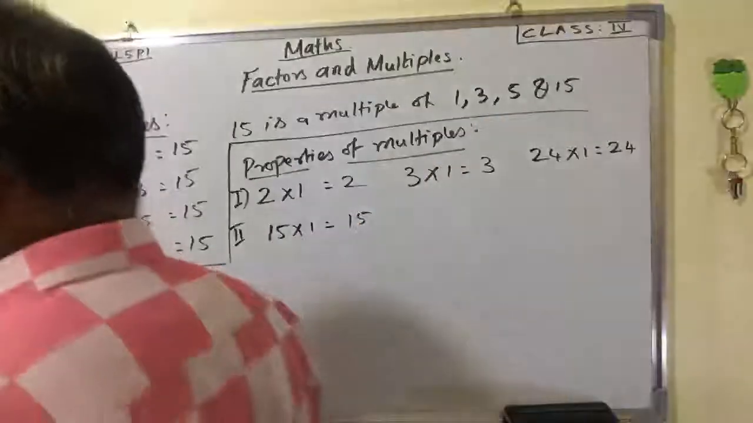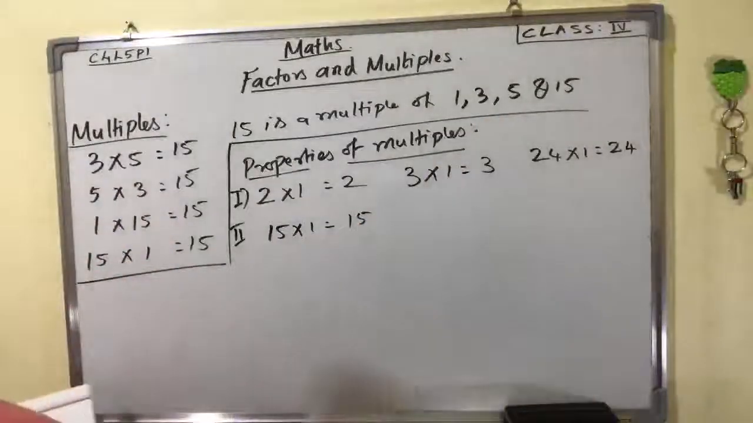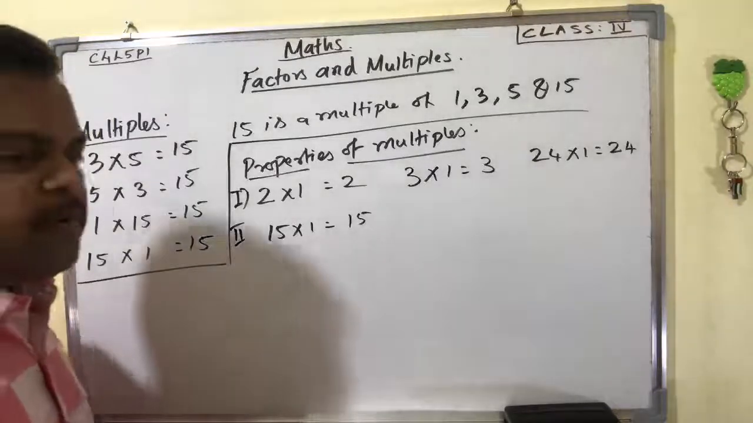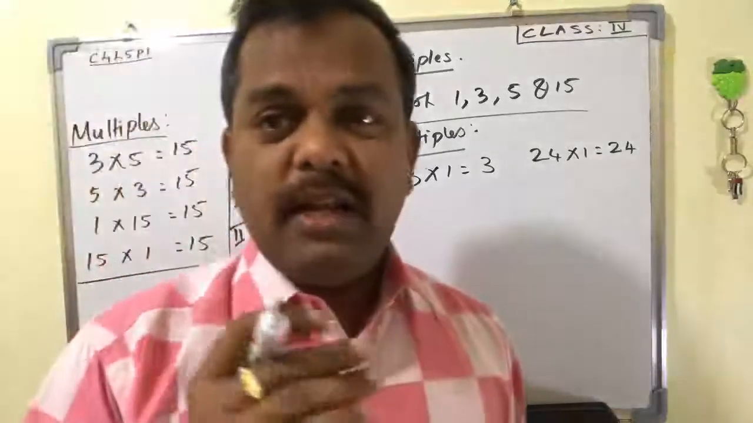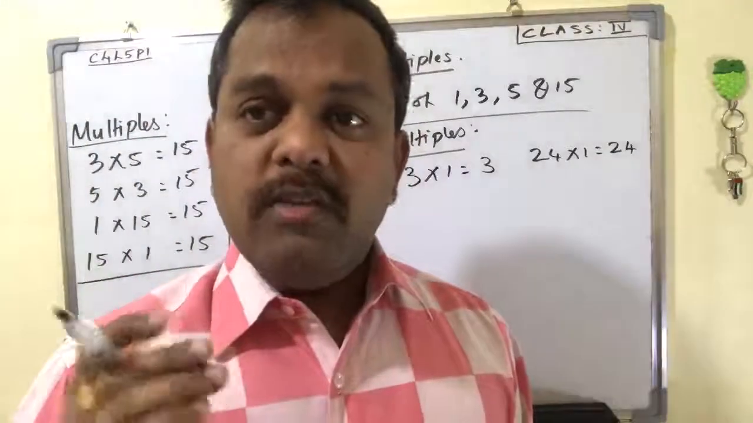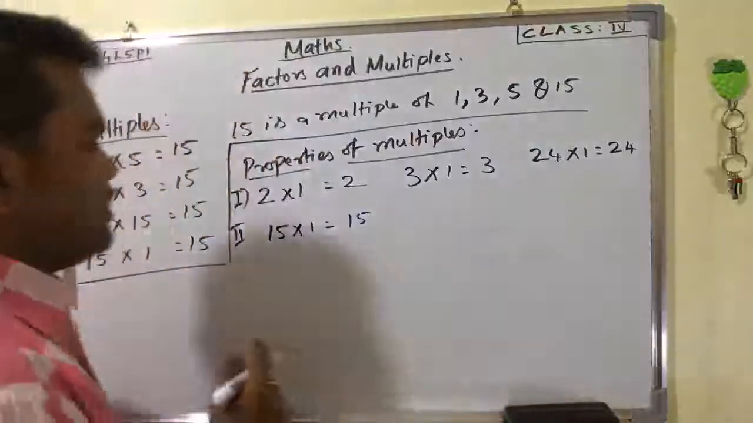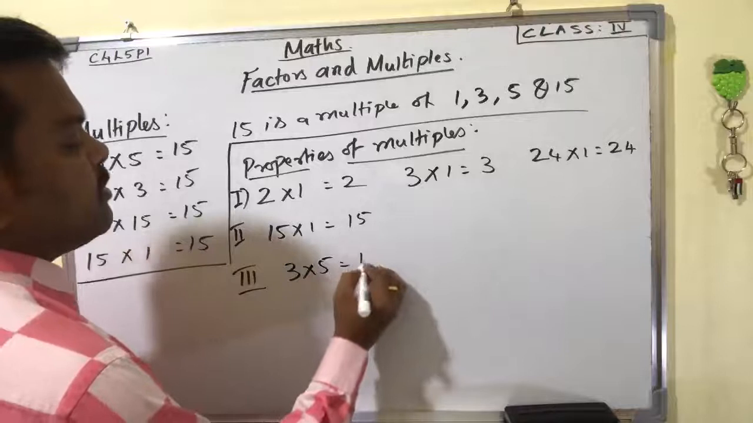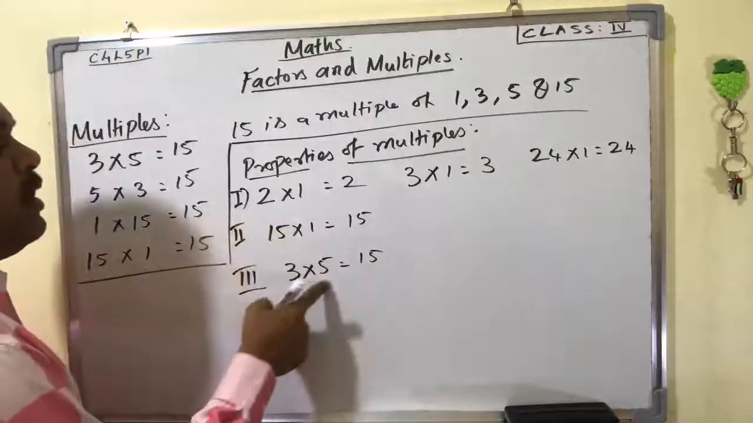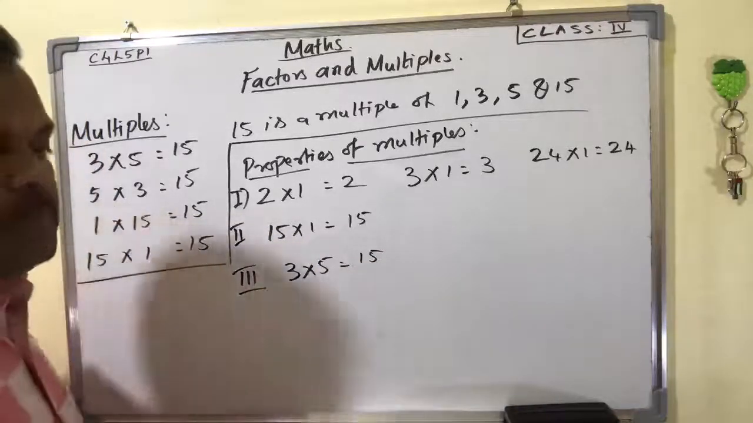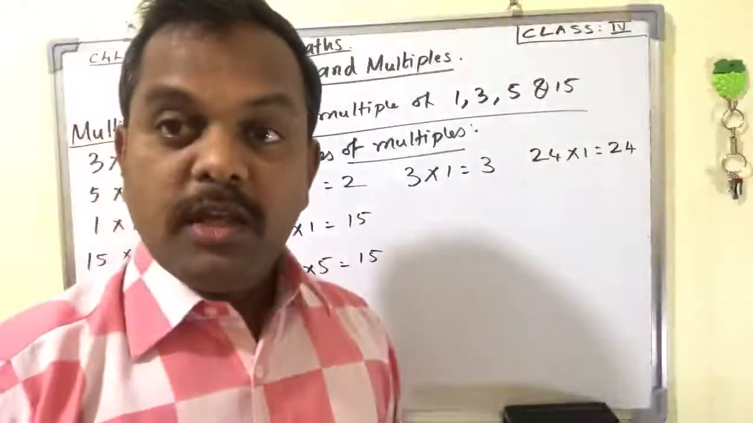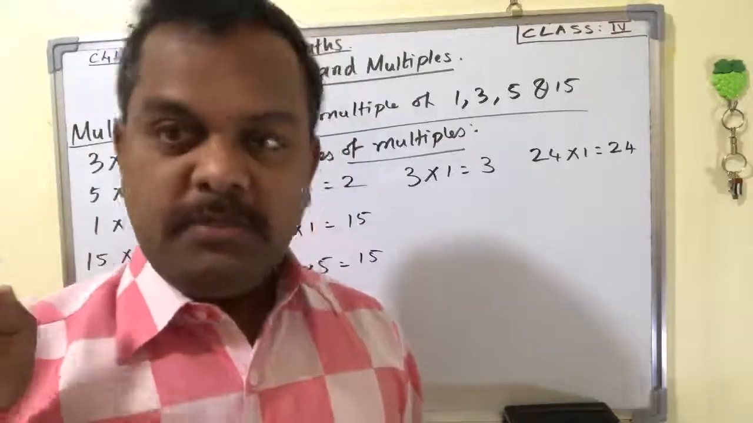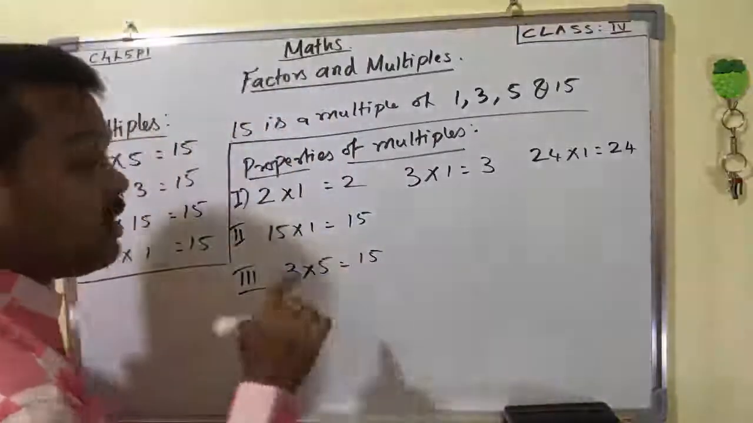Property 3. A multiple of a number is always greater than or equal to the number itself. For example, 3 5s are 15. 15 is greater than 3 and 5. So a multiple of a number is always greater. It should not be less. Understood? Or equal.